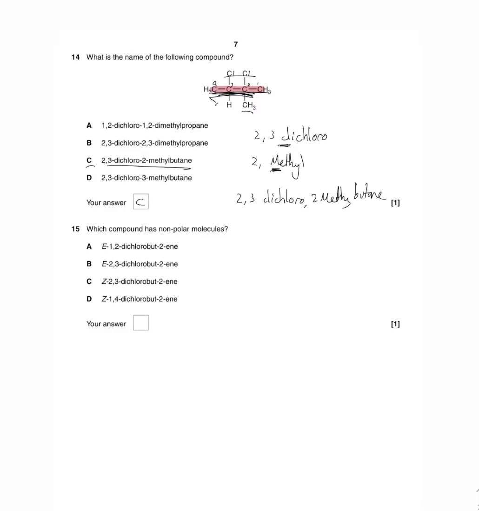15 is asking for the compound that has non-polar molecules. So we can instantly, this is a very good trick, cancel out C and D. And that is because Z stands for zusammen, so it means on the same side in German. People remember it as on the same side because they all begin with Z, and so they think it's easier to remember like that. And E would just mean the opposite of Z, so E is on opposite side. C and D for Z is on the same side, so just cancel it out.